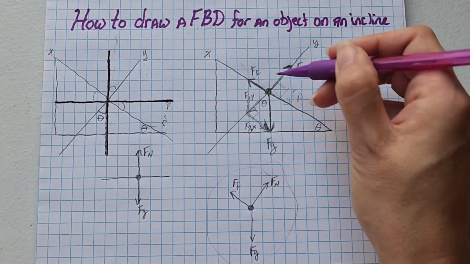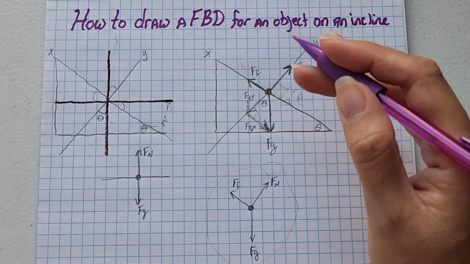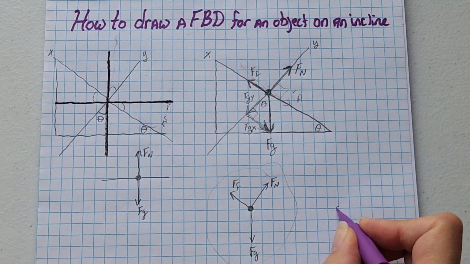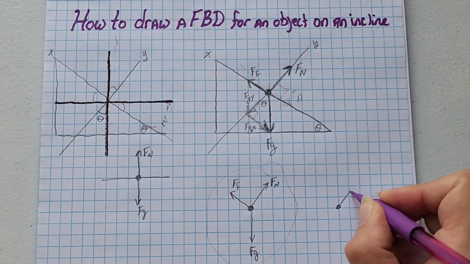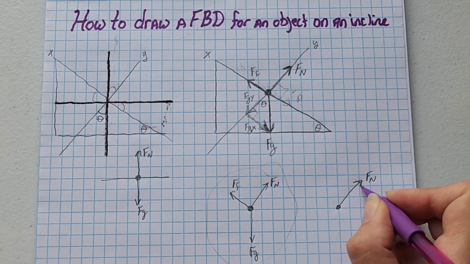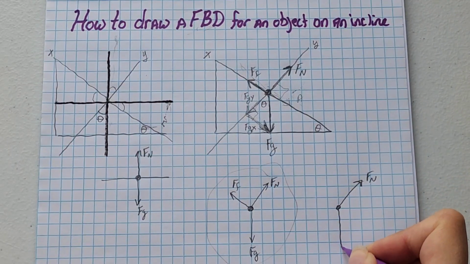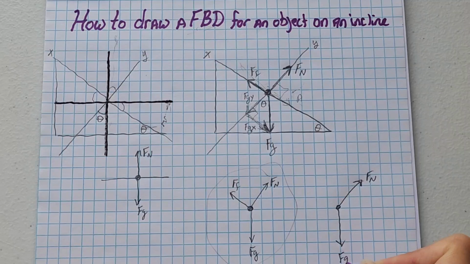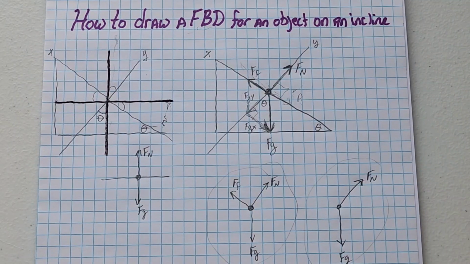And if the object is not experiencing a frictional force, we can eliminate that. So if the object were sliding down an icy surface where it's nearly frictionless, the only two forces acting on it are the normal force and the weight. All right, so now we have two free body diagrams, one where friction is acting on the object and one where it is not.